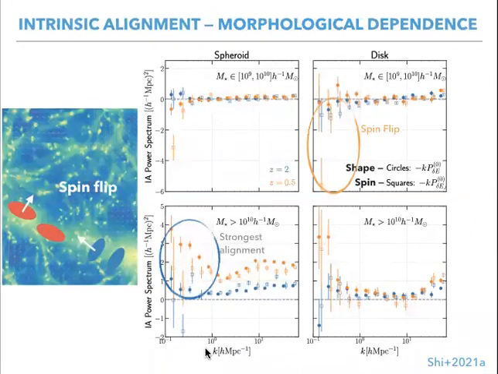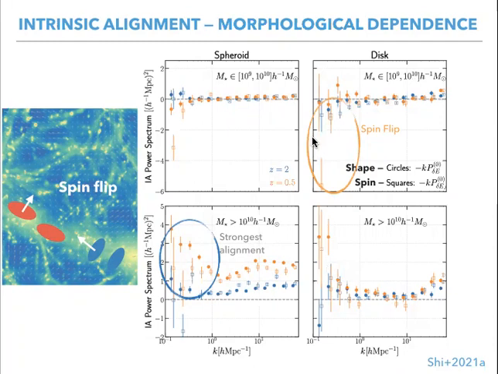So the intrinsic alignment signal also depends on the morphology. We found the strongest signal exists for the massive spheroids. For massive disks, we see some intrinsic alignment signal for the shape, but we don't see a clear signal for the spin. And for the low mass disks, the signal is even reversed.